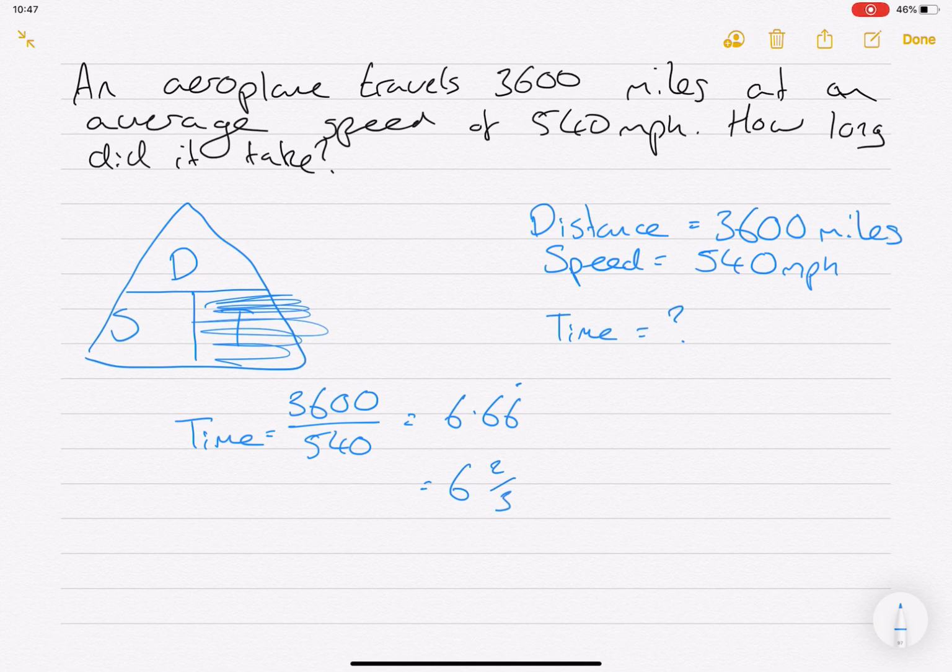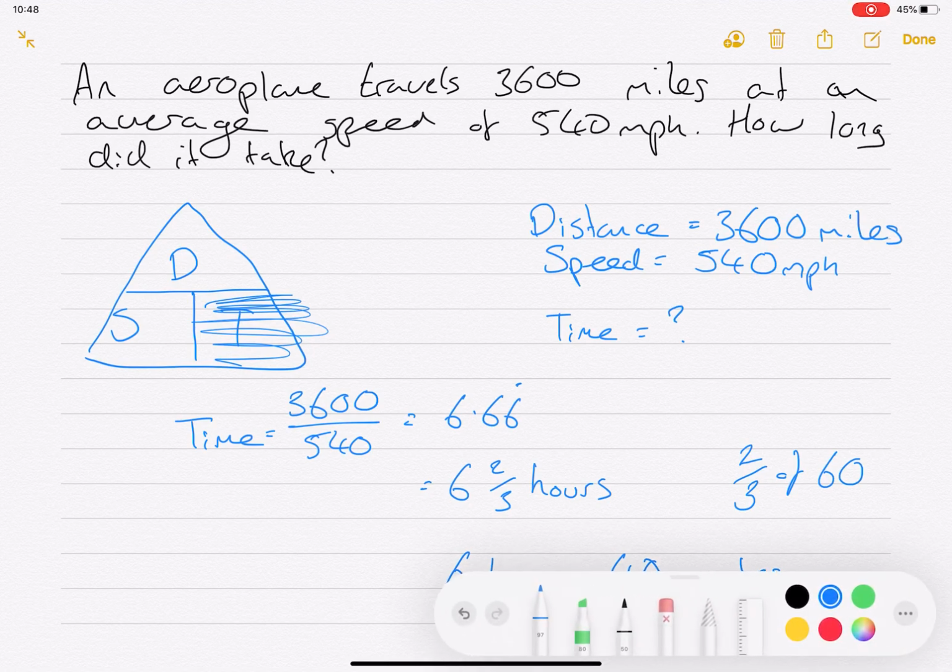Now, doing the reverse of what we did in the previous question, we do not leave our answer as 6 2/3 hours, because that's not how we talk about time. We know that we have 6 hours, but now we're left with 2/3. Well, remember there's 60 minutes in an hour. So what's 2/3 of 60? Well, that's 40. So actually, our answer is 6 hours and 40 minutes.